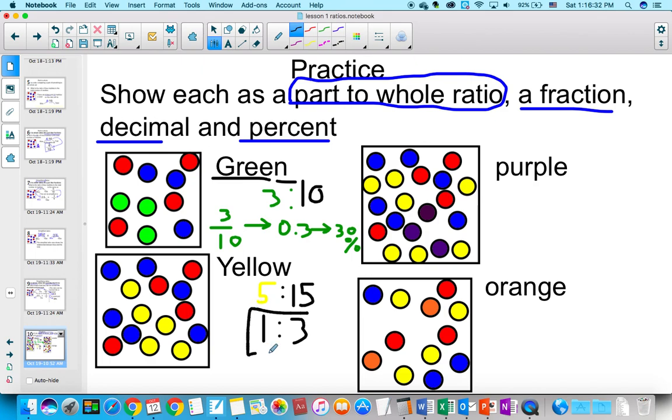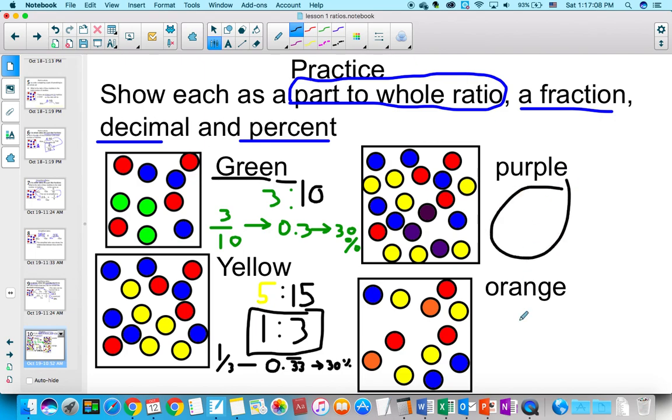And so now we have a ratio of 1 to 3. We can also do this as a fraction because it's a part to whole ratio. So it'd be 1/3. And then as a decimal, it'd be 0.33, right? And we can turn that into 30%, right? We can turn that into 30%. So that's how you convert part to whole ratios into fractions, decimals, and percent.